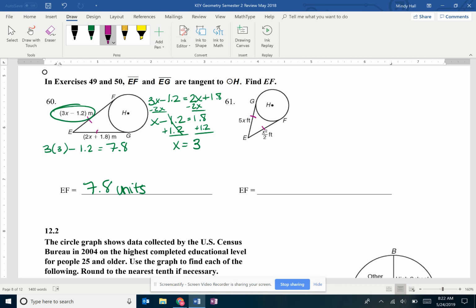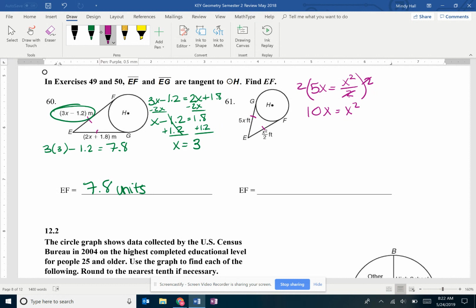So then for 61, exact same process. We're going to set them equal so that 5x equals x squared divided by 2. Now remember that little magic trick. To get rid of this fraction on the right, because it's divided by 2, we're going to multiply by 2 on both sides, because then that just goes away, and we have 10x equals x squared.